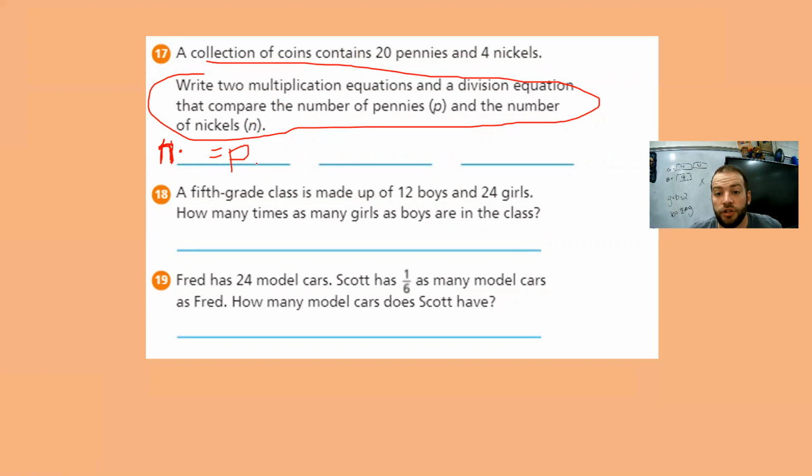So nickels is, there's 20 pennies. So N times, so 4 times what is 20? Well, 5. So it'd be N times 5 equals P. The other way we could do it is P times something equals N. Well, if pennies is 20 and we're going to get to 4, it's going to be a fraction. And since that was 5, this is 1/5.